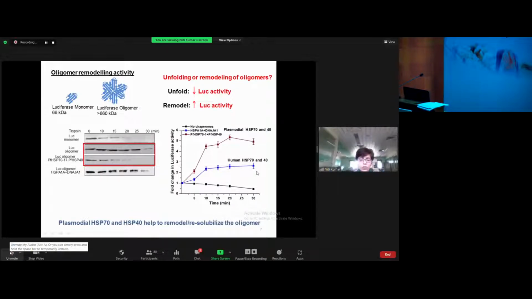We also did a lot of conformational dynamics experiments to see what is the inherent flexibility in these chaperones. And to our surprise, we found that although HSP70 is conserved, because of divergence in its peptide binding domain, the plasmodial and the human HSP70s showed dramatic differences in their conformational dynamics, and also the HSP40s showed.